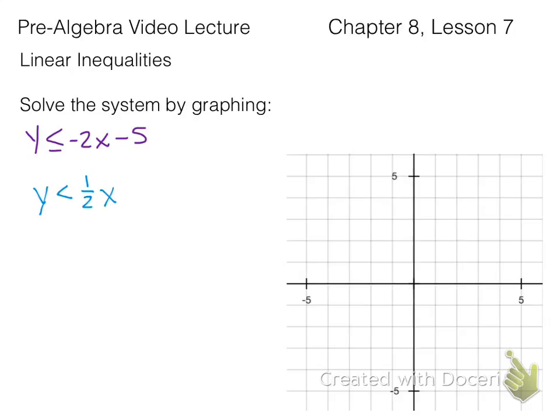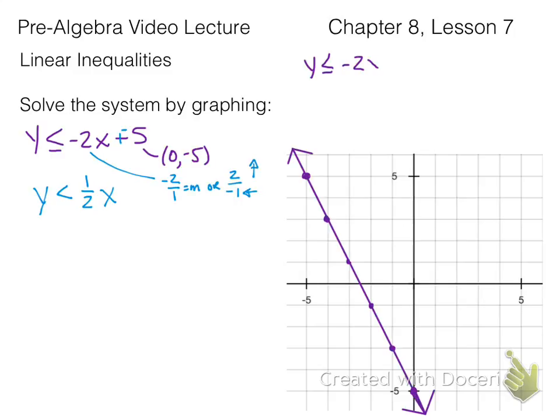Let's graph these two linear inequalities. So my top line is going to be purple, my bottom line is going to be blue. You guys should be expert at graphing these by now, so I'm going to go a little quick. The y-intercept is 0, -5. Slope is down 2 to the right one, or up 2 to the left one.